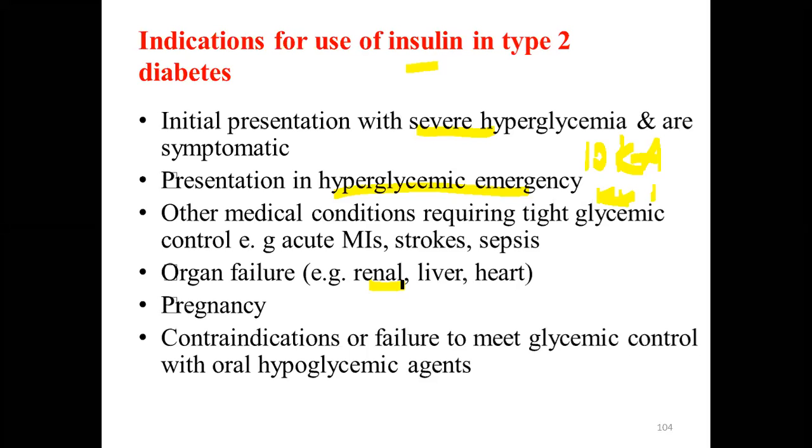And in case of pregnancy, as we have mentioned, insulin is the only drug which does not cross the placental barrier, so we just use insulin. Despite there being some evidence on metformin and glibenclamide use, it is still not approved. So insulin is the only drug to manage gestational DM.